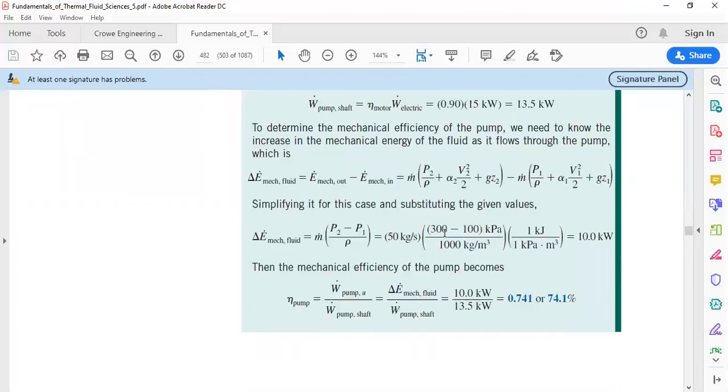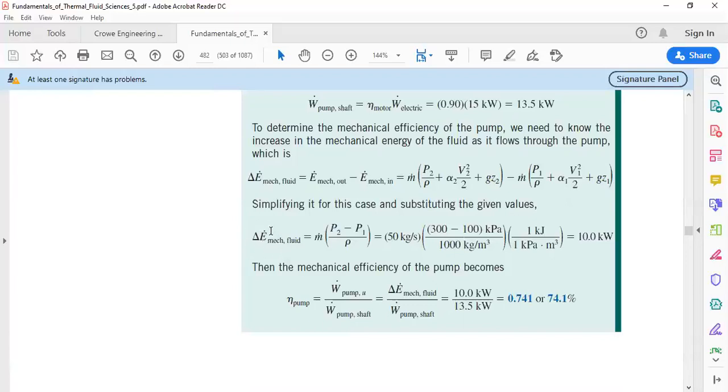And with the assumption that alpha 1, alpha 2 are equal as well, the mechanical power increase of the fluid reduces to this form, which after plugging in the values for the pressures, the density, and the mass flow rate, results in 10 kilowatts. This represents the useful pump power.